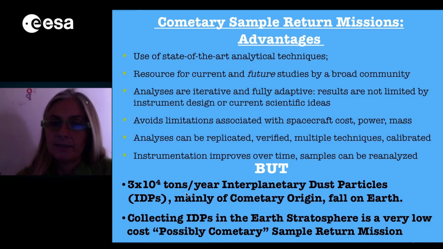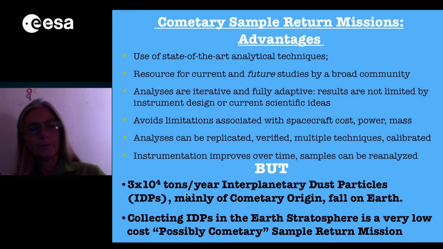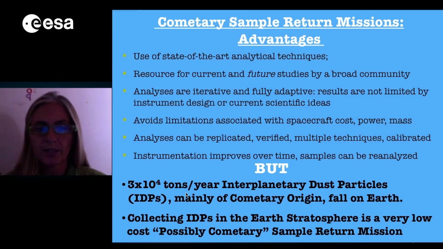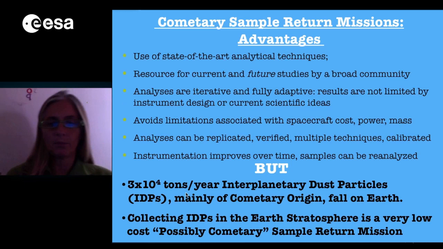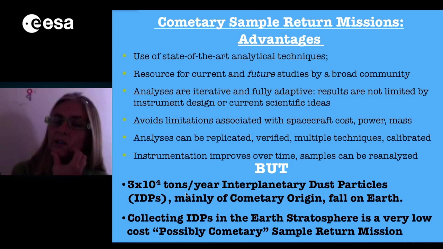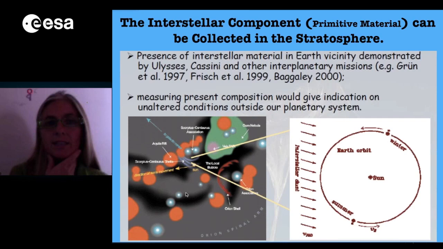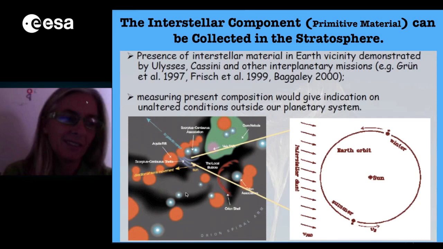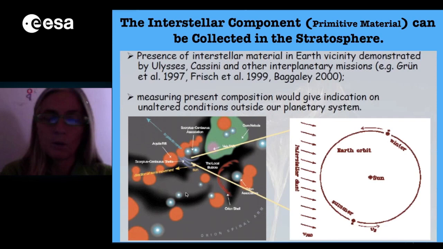But it is also true that about 3 times 10 to the 4 tons per year of interplanetary dust particles, mainly of cometary origin, fall on Earth. So collecting interplanetary dust particles in the Earth's stratosphere is a very low-cost, possibly cometary, sample return mission. And in addition to this, a very rare and important component can also be collected in the stratosphere, which is the interstellar component, which could give us a picture of primitive material. And this component, as well as the interplanetary dust particles, can be collected in the stratosphere.